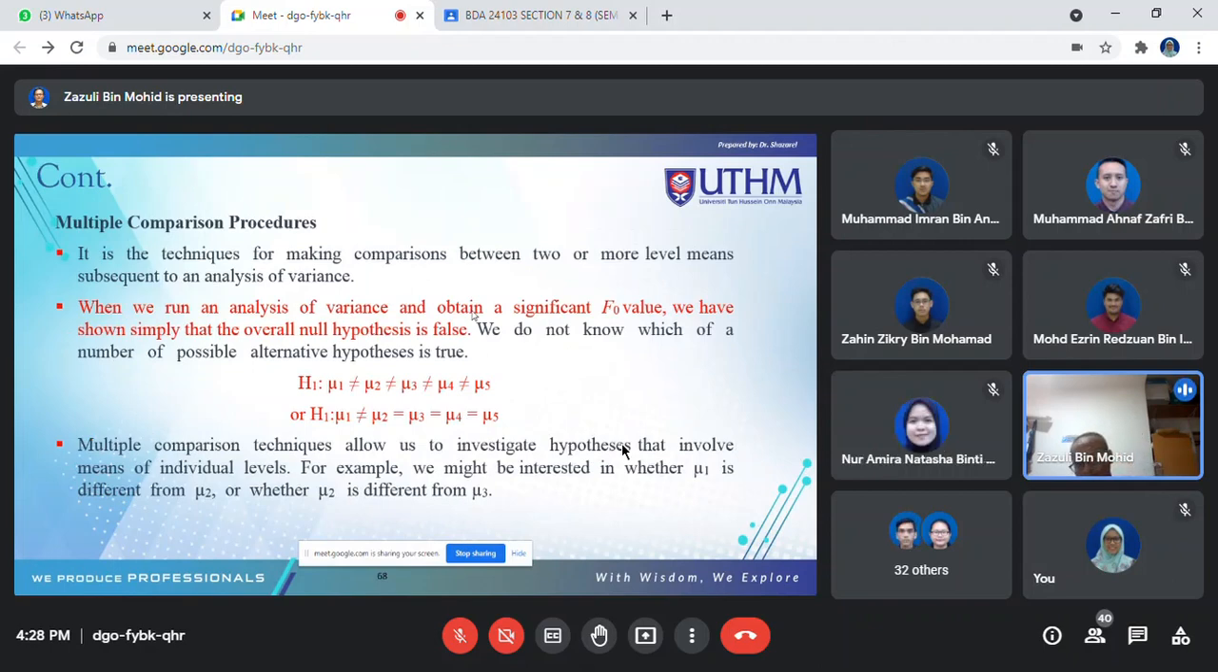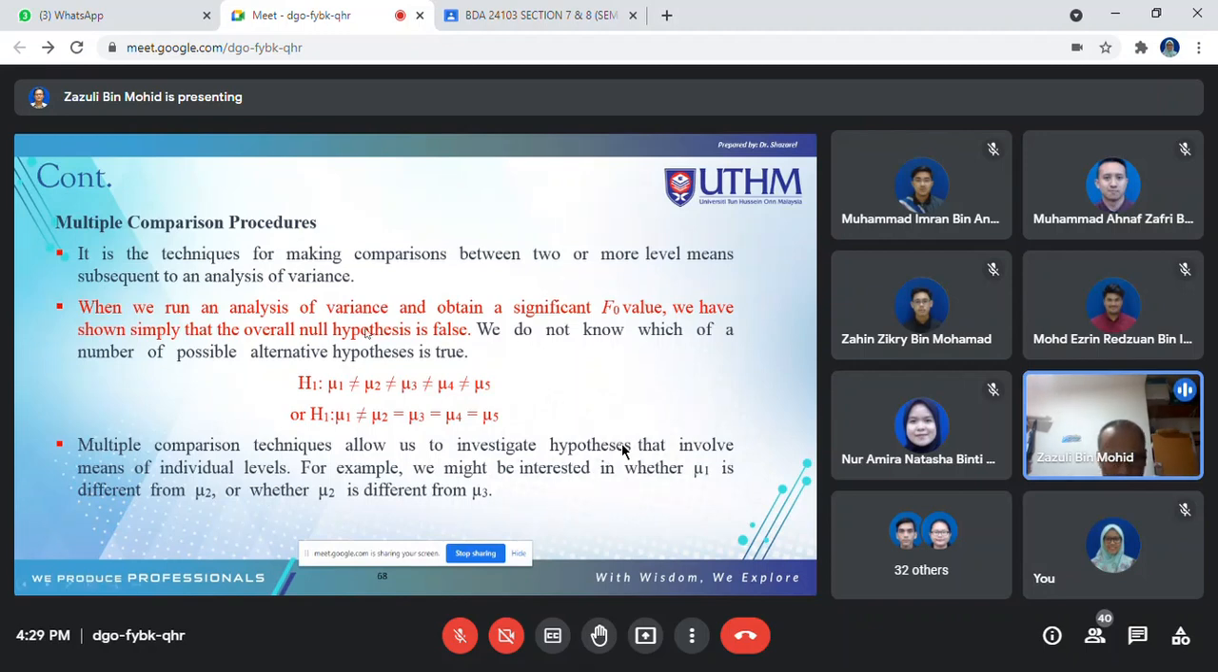Then we have the multiple comparison procedure. This technique is used to make comparisons between two or more levels, subsequent to the analysis of variance. When we run an analysis, we can calculate the variance, and then we can calculate the F0 value, and also we can have the F value from the table. We can make a comparison between F0 and the F table, which we call the F test.